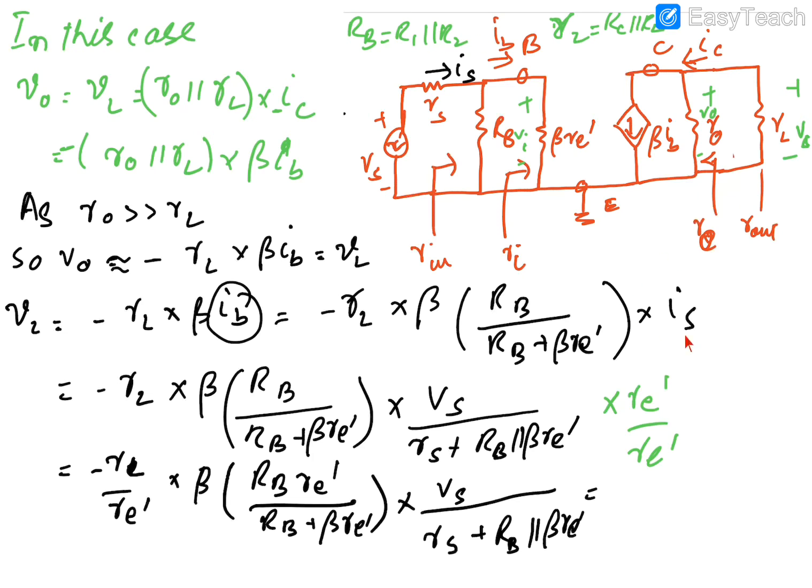Further we will find the value of IS in terms of VS, so that we can find the overall voltage gain. IS is equal to VS divided by RS plus this resistance, which is basically the parallel combination of RB and beta times RE dash. So IS is equal to VS divided by RS plus RB parallel with beta times RE dash.